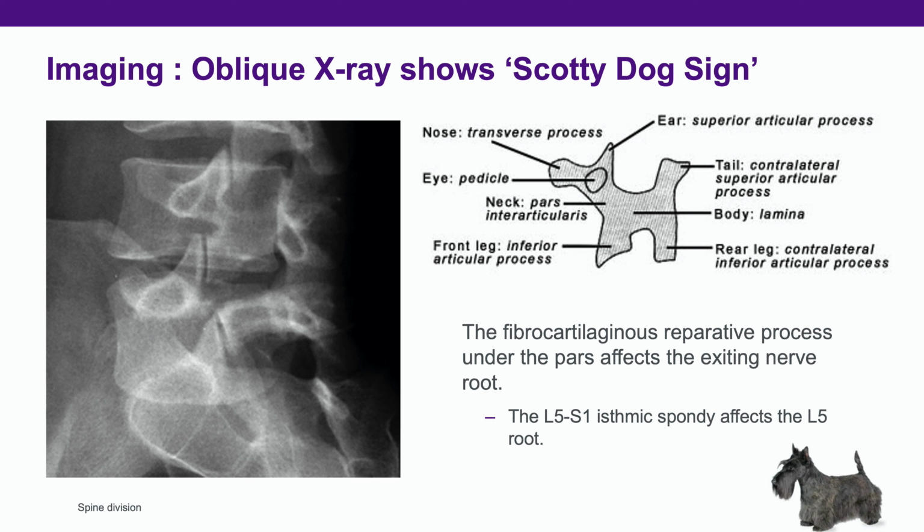When we talk about imaging for spondy, we talk about oblique x-rays and the Scotty dog sign. I here tried to show a drawing and an oblique x-ray to show what we talk about with the isthmic. Here we see the L5-S1. We can see the isthmic defect, the pars interarticularis that is fractured right in the neck of the dog. And at L4-5, you can see how the pars is intact.